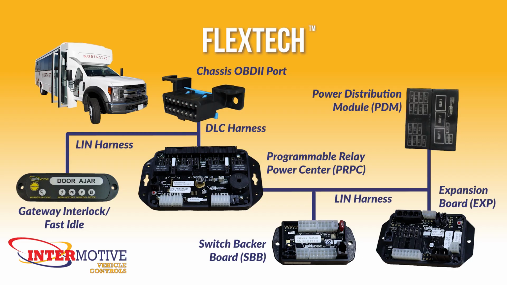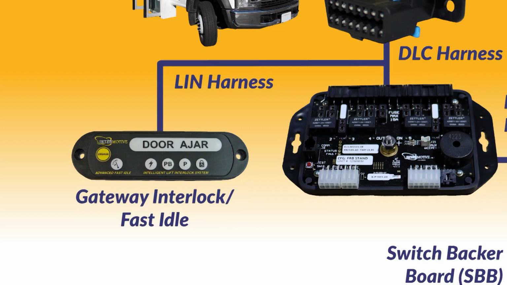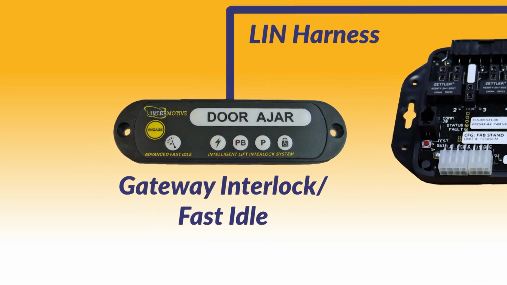Troubleshooting FlexTech. The LIN harness is the backbone of the FlexTech system, used for all the modules to communicate with each other. The best way to troubleshoot is to start with the furthest module from the PRPC and work your way back to determine what's wrong. If you have a gateway system installed, the simplest way to verify that you are not having LIN issues is to check the gateway panel.